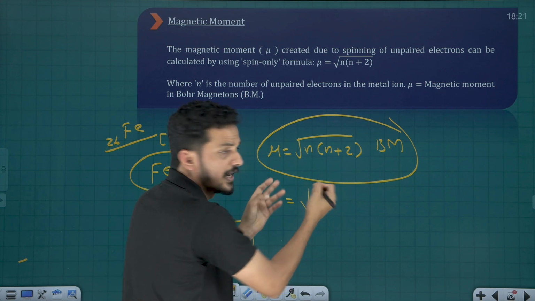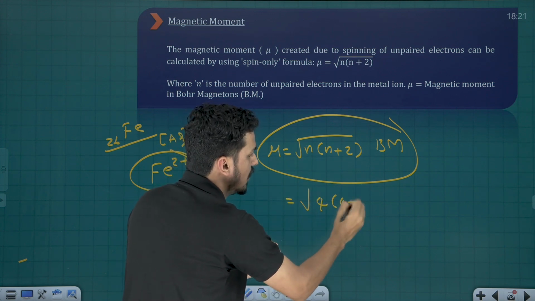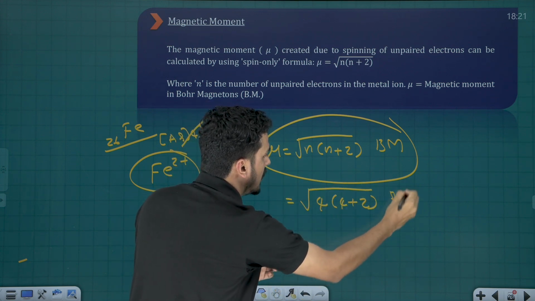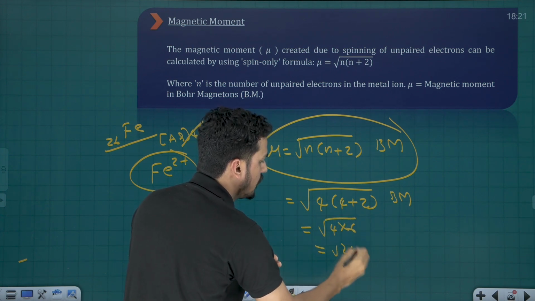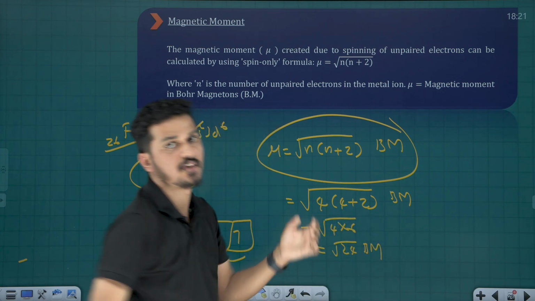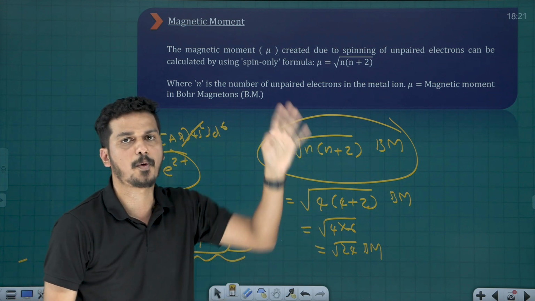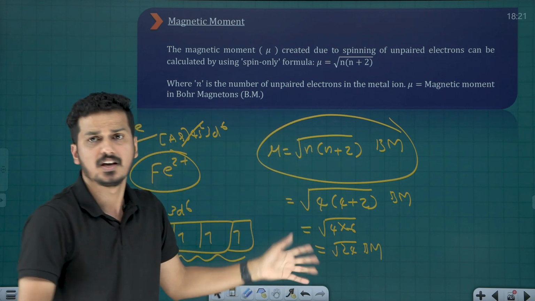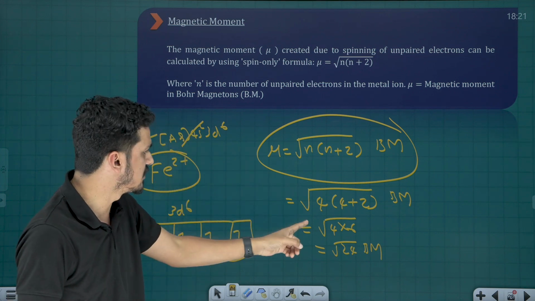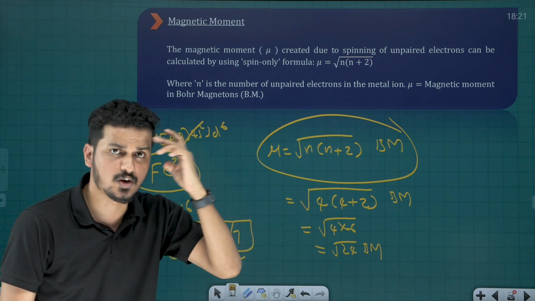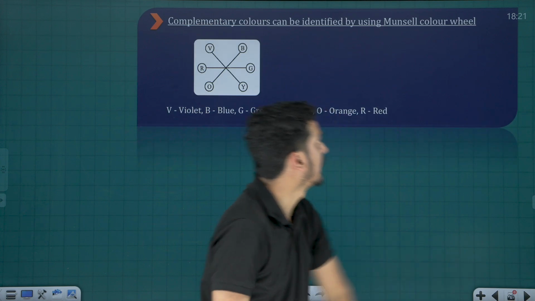You can simply substitute n equal to 4 into the formula: root of n(n+2) Bohr magneton. That means root of 4 into 4 plus 2, which is root 24 Bohr magneton. Root 25 is 5, so root 24 is about 4.8 or 4.9. Options will be there. You have to remember that relation, where n is the number of unpaired electrons. Ready? We can go to the next one.